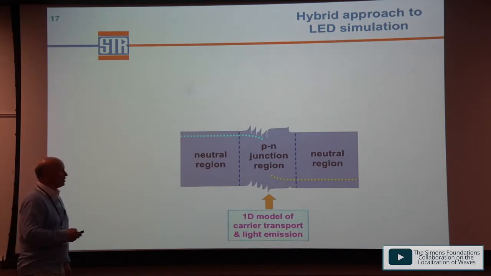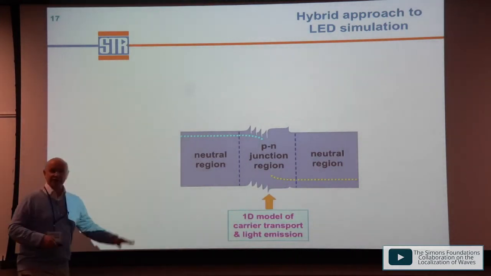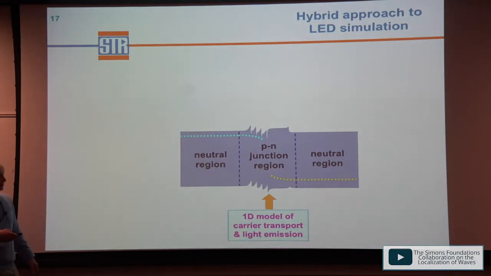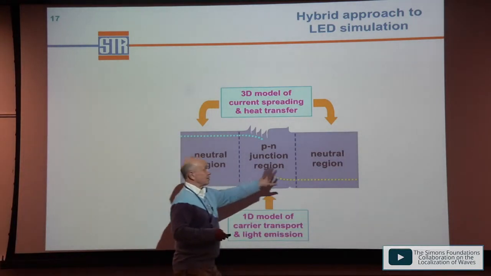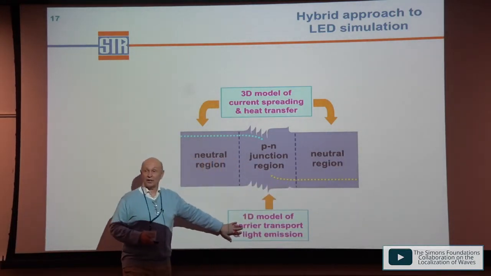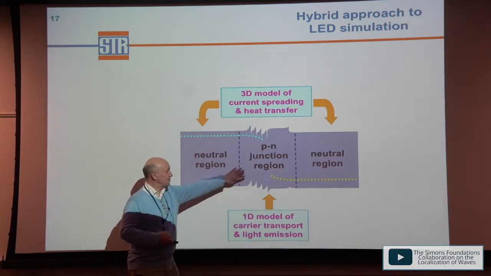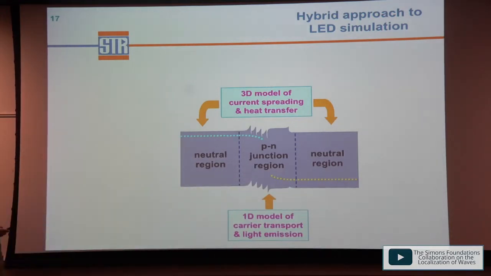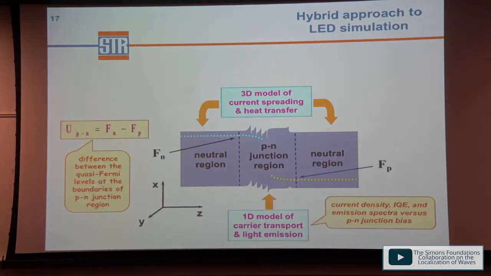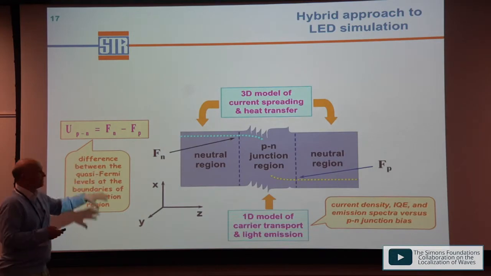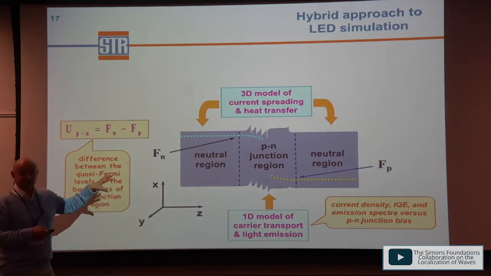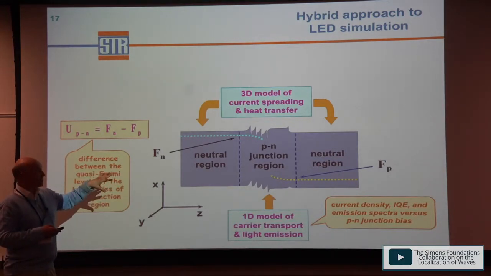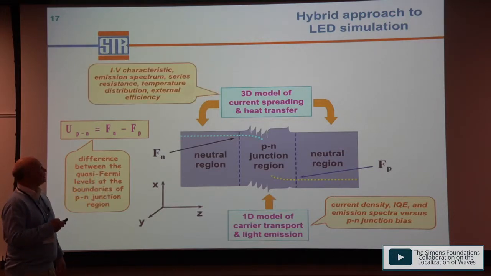And we can also simulate the processes occurring in the active region in one-dimensional approximation and use a three-dimensional model for the neutral regions. In order to match the solutions, we can use the results of one-dimensional simulations as the boundary conditions for matching the different solutions. And finally, all this can work self-consistently. As a result, we obtain the non-uniform distribution of the current and carrier concentration and recombination rate over the active region.